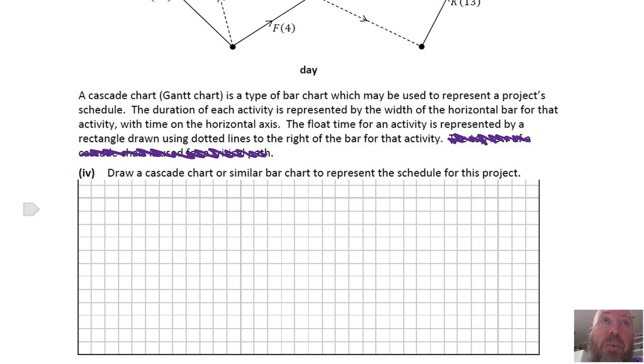We're not going to worry about where anything is, but we're going to say the duration of each activity is represented by the width of the horizontal bar for that activity. So, for example, F, wherever it is, will be something of width 4. And if it had a float time of 2, you would just do a dotted box there to indicate that the earliest F can start is there, the latest F can end is there, and that is the size of it there. So that's what we're going to do.